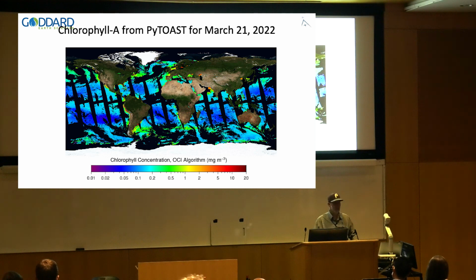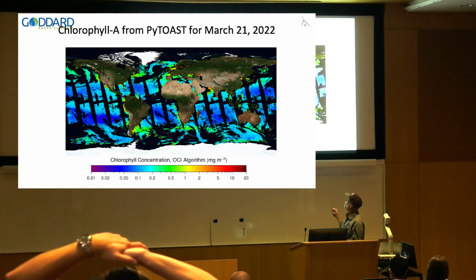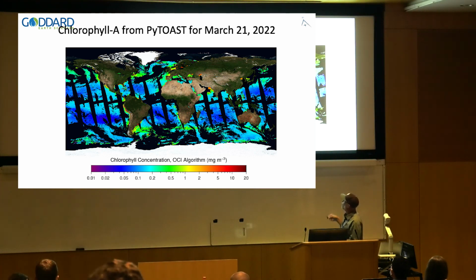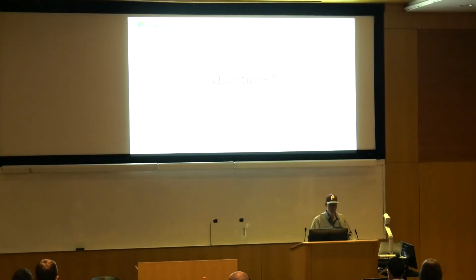Okay, and this is just an example. This is actually not the latest version of the PyToast data. This is one version removed because we haven't finished processing the latest update yet. But this is basically what we got computing a day's worth of chlorophyll for the test data date from our PyToast simulation. So it looks pretty decent. It looks like chlorophyll. Okay, and that's it.